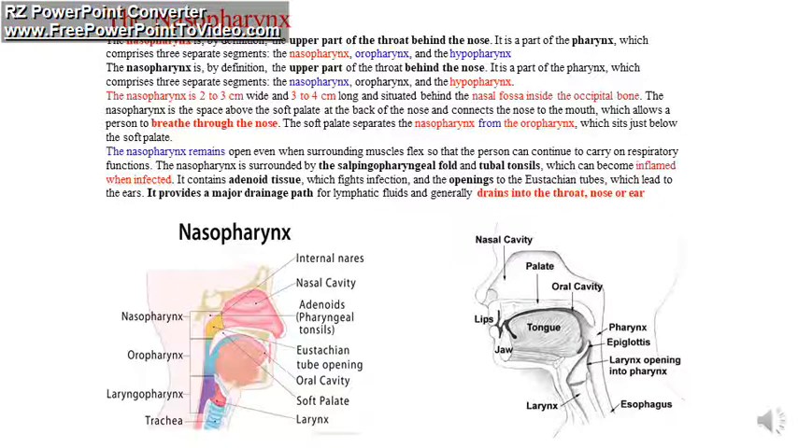The nasopharynx remains open when surrounding muscles flex, so that the person can continue the respiratory function. The nasopharynx is surrounded by the salpingopharyngeal fold, if you look here, and the tubal tonsil, which, if inflamed or infected, may cause some difficulty in breathing. Also, there is the adenoid here. There is the adenoid, what is called the third tonsil, the nasopharyngeal tonsil.